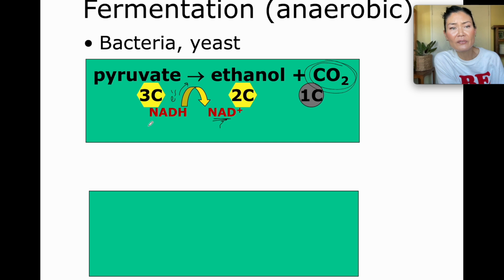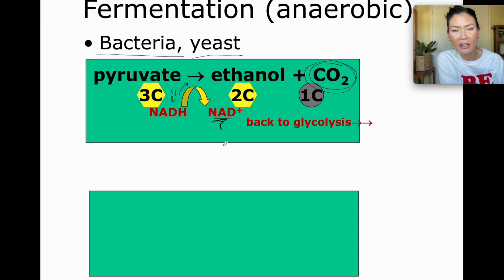So this step of fermentation is really important for bacteria and yeast because they need that NAD plus. They need to regenerate it. They need to make NAD pluses to go back to glycolysis so that at least 2 ATP can be made. Remember, in fermentation you only get 2 ATP in glycolysis, and it's enough for bacteria and yeast to survive. So that NAD plus needs to go back to glycolysis. In that process of glycolysis, they're making 2 ATP.